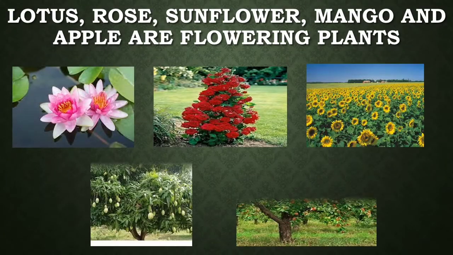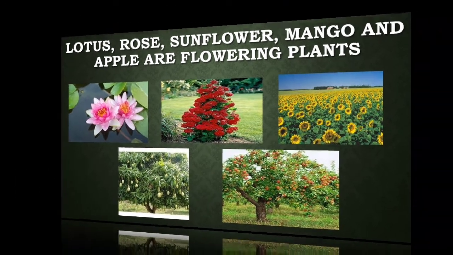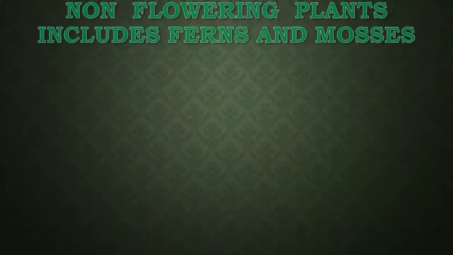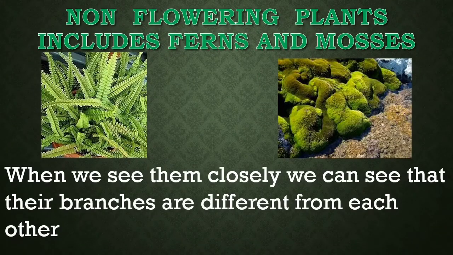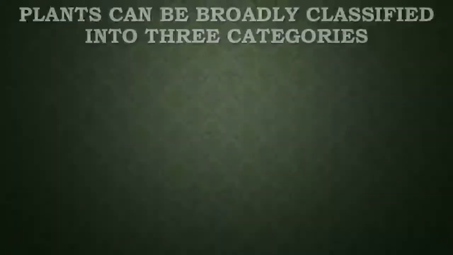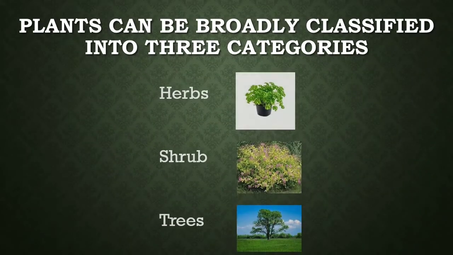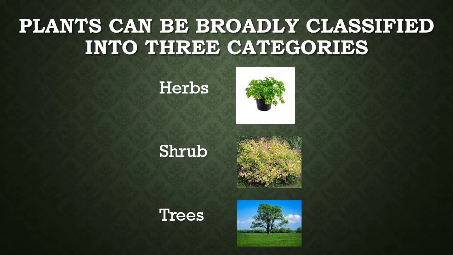Lotus, rose, sunflower, mango and apple are flowering plants. Non-flowering plants include ferns and mosses. When we see them closely, we can see that their branches are different from each other. Plants can be broadly classified into three categories: herbs, shrubs, trees.